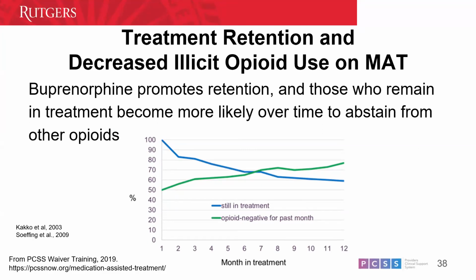Another study of patients in the primary care setting found that of those on buprenorphine, more than 50% remained in treatment after 1 year. Here, this green line shows the percentage of individuals still in treatment who had been abstinent from illicit opioids for the past month, which continued to increase over the year of follow-up. So that's a lot of different talk about studies and the science behind it, but the key point really is that medication-assisted treatment is going to promote retention, and those who remain in treatment are more likely to, over time, abstain from other opioids.